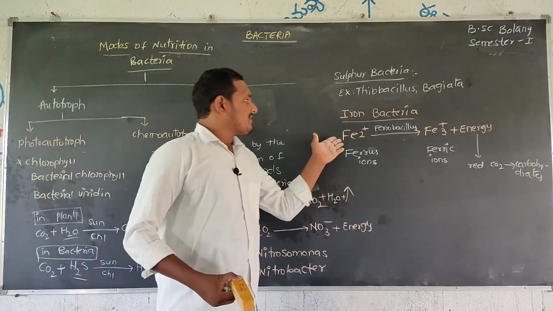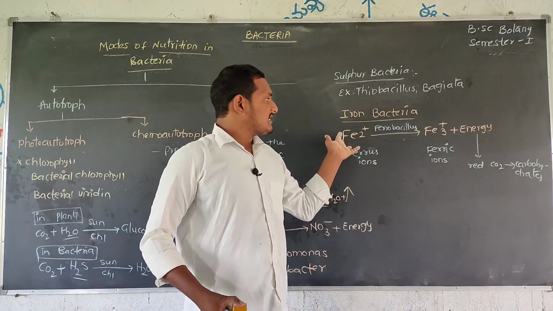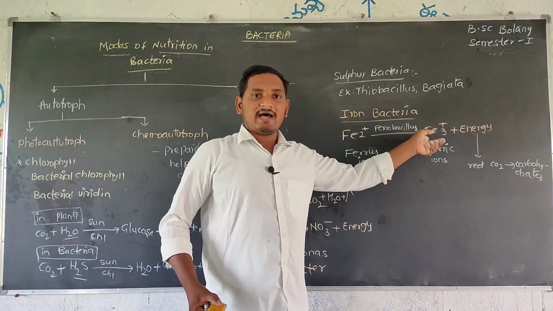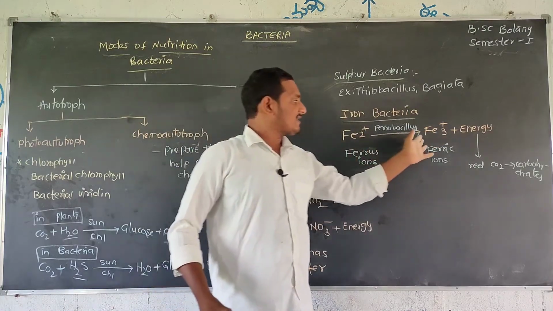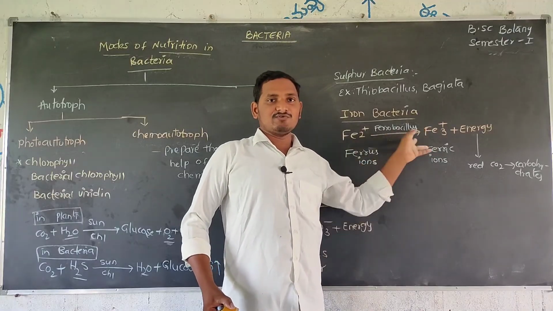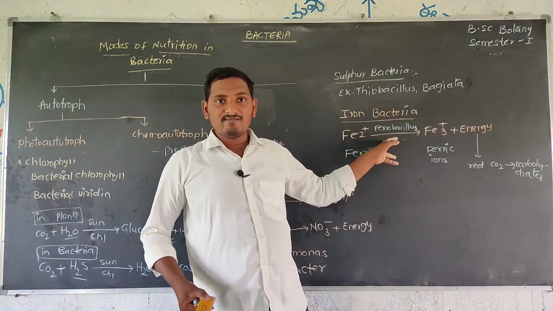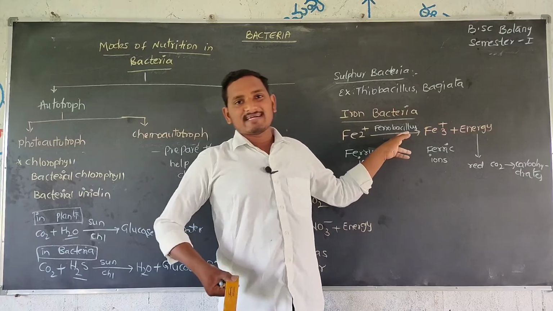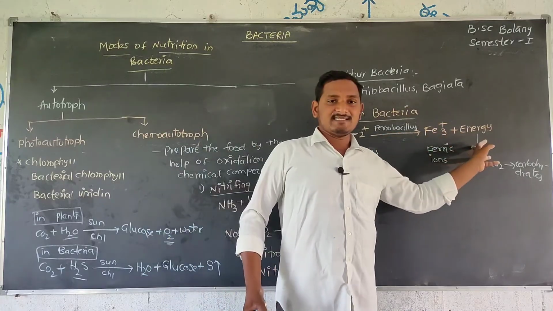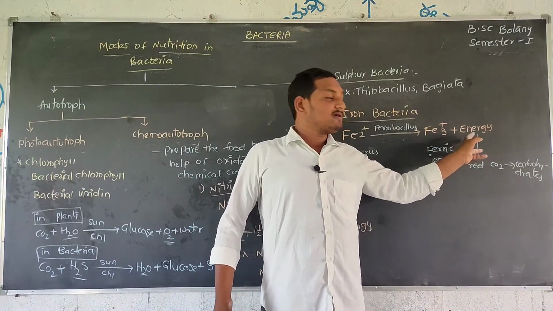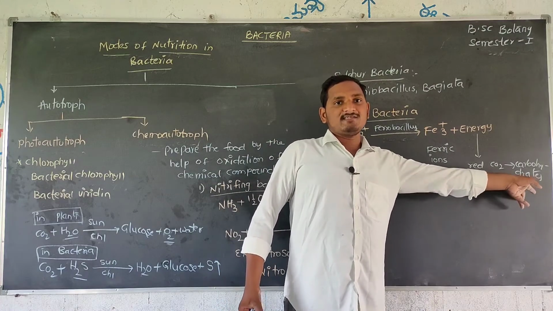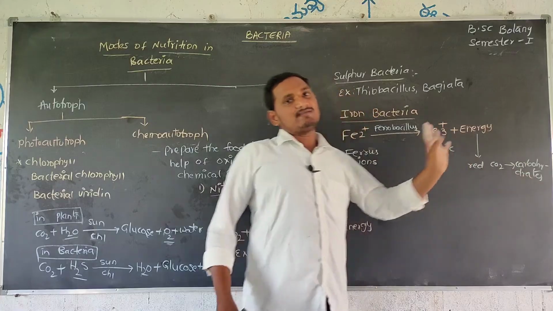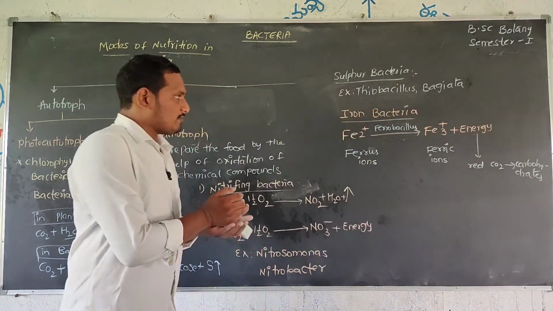How? Ferrous ions are changed into ferric ions in the presence of ferrobacillus bacteria and release energy. This energy is used for the reduction of carbon dioxide into carbohydrates. It is the food for this bacteria, that is ferrobacillus bacteria.